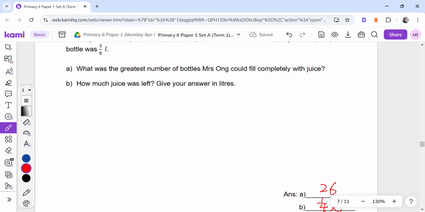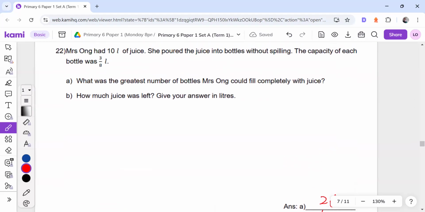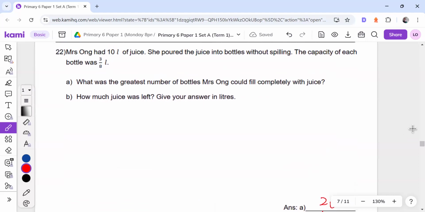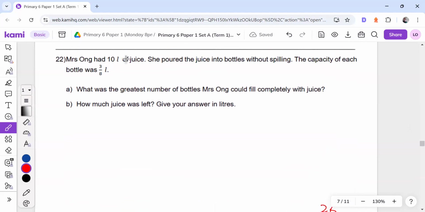Okay, those who get it correct, hope you have done the same way, and there's also a shortcut. There's a shortcut. Okay, Mrs. Ong got 10 liters of juice. She poured the juice into bottles without spilling. The capacity of each bottle was 3/8 liter. So what was the greatest number of bottles she could fill completely with juice?